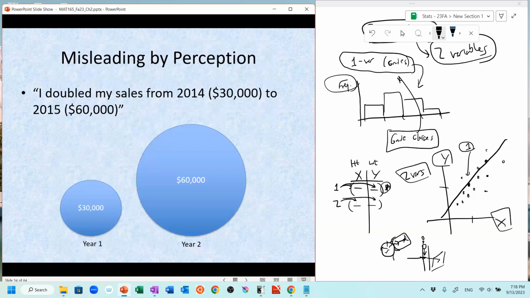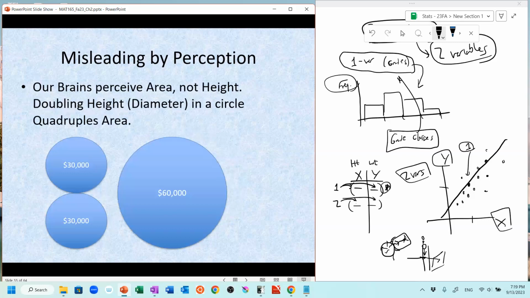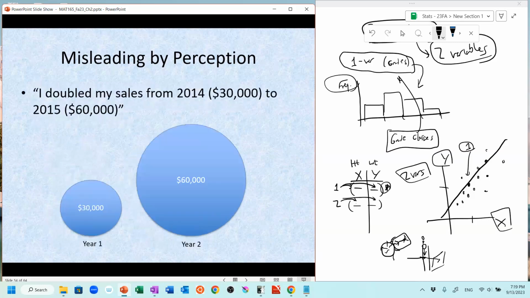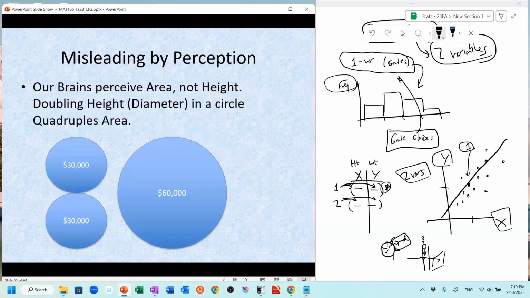Another issue is perception. We tend to perceive areas more than linear scales. So if I were to say, I doubled my sales from one year to the next, and I increased the diameter of this circle by a factor of 2, really I've increased the area by a factor of 4, and the comparison is going to make it seem like I have 4 times the amount of sales rather than 2 times.